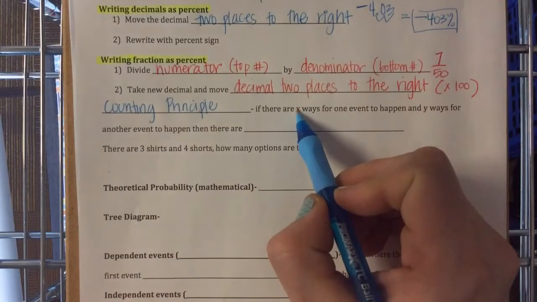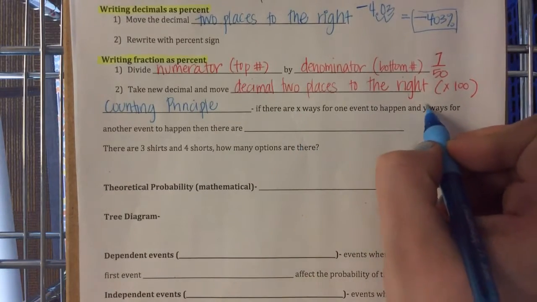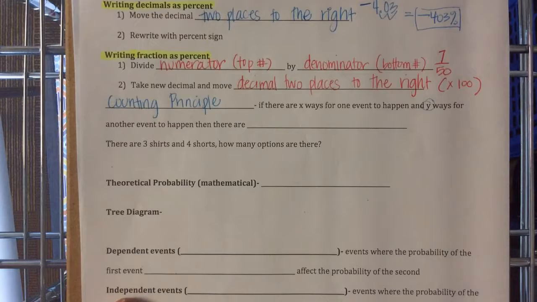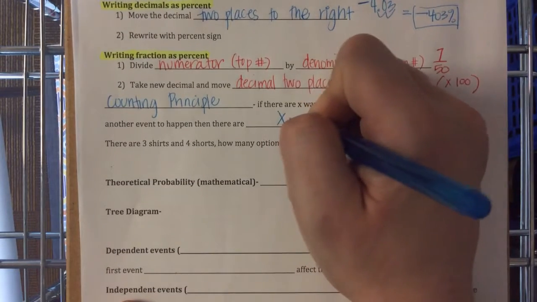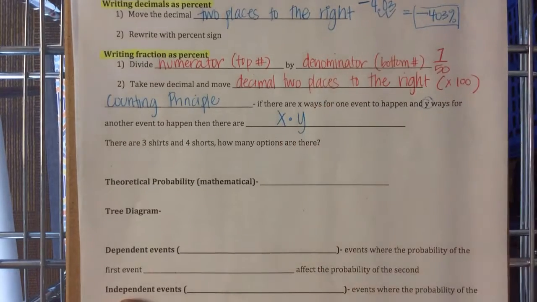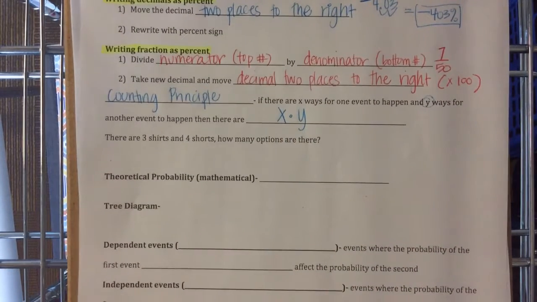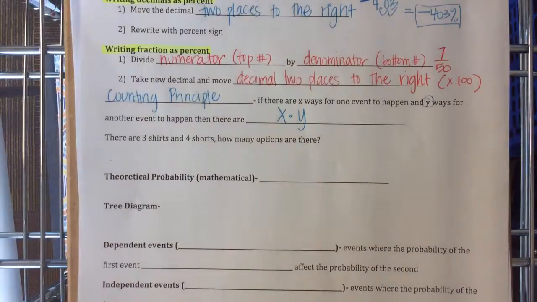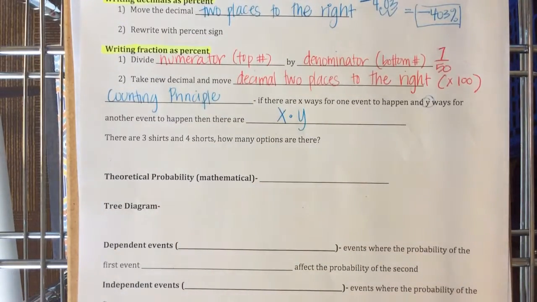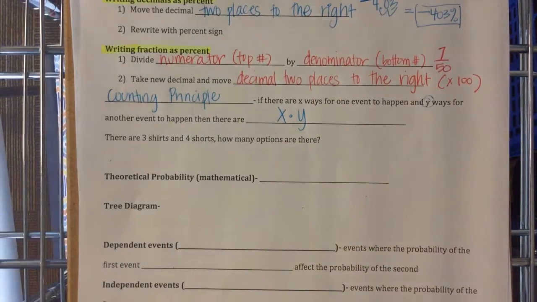So there are X types of drinks, but then there are Y flavors. How can I figure out how many there are? Multiply them. X times Y. You could put XY. If there are X ways for one event to happen, and there are Y ways for another event to happen, there are X times Y possibilities.